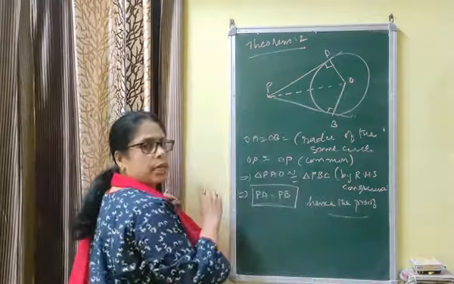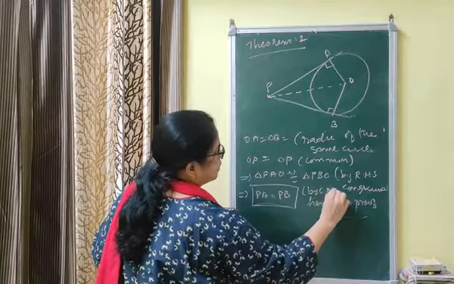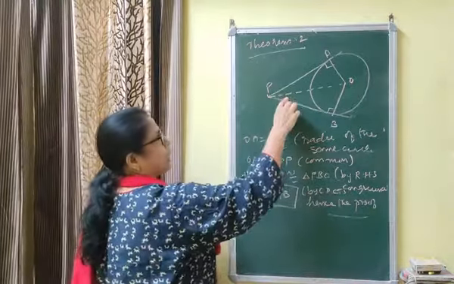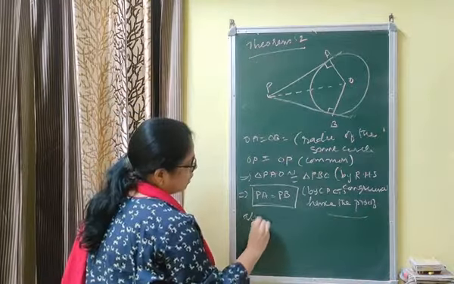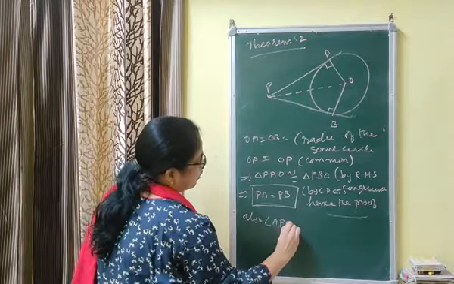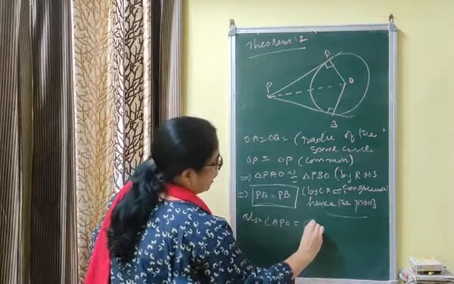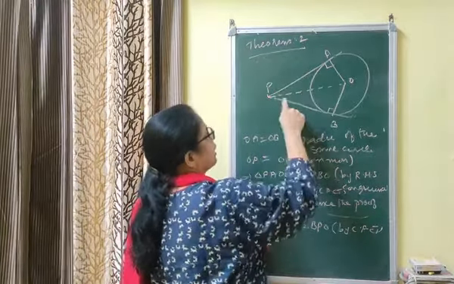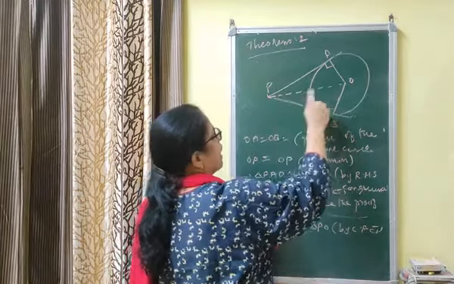property we can deduce, that is again by taking CPCT, you have to write CPCT. One more CPCT I am taking, these two angles are again equal. Also angle APO is equal to angle BPO by CPCT. That means what? The two tangents are equally inclined to the line segment joining the point and center of the circle.